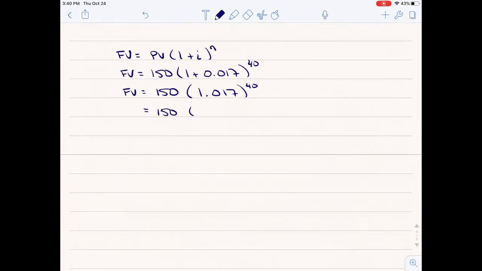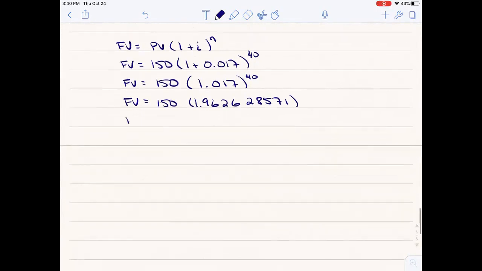Is 150 times 1.962628571. And then I'm going to times that by 150. That's my final step. So my future value is $294, or I'll do the full amount and then in the next step, I'll round to dollars. 294.3942857. So the future value in money is $294.39.